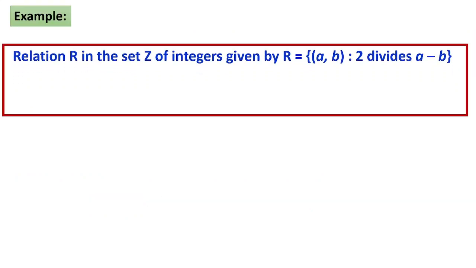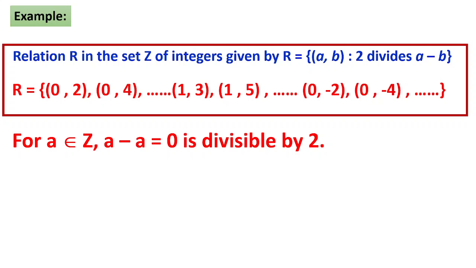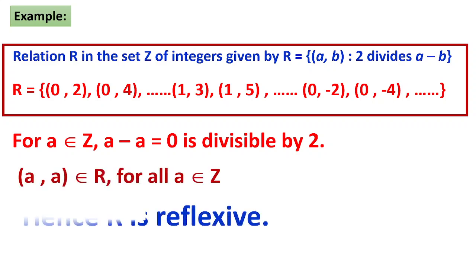Let's take another example. 2 divides a minus b. We are taking all these elements over here, and (a, a), if you take a any integer, a minus a is 0, it is divisible by 2. Therefore (a, a) belongs to R, therefore R is reflexive.